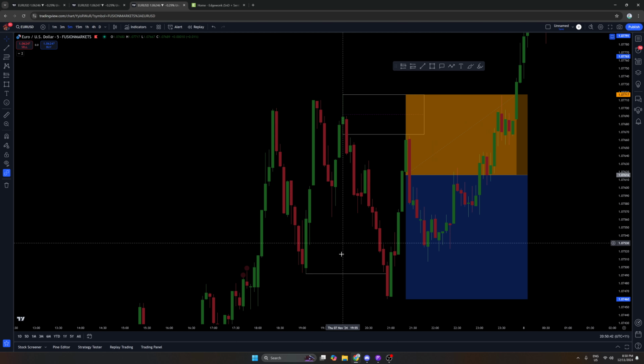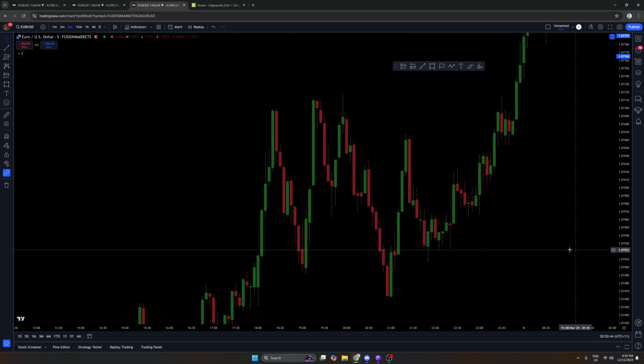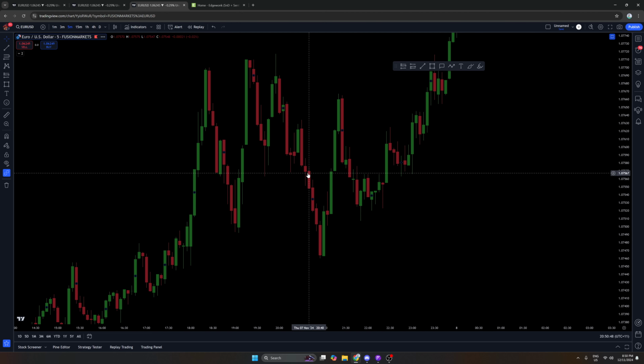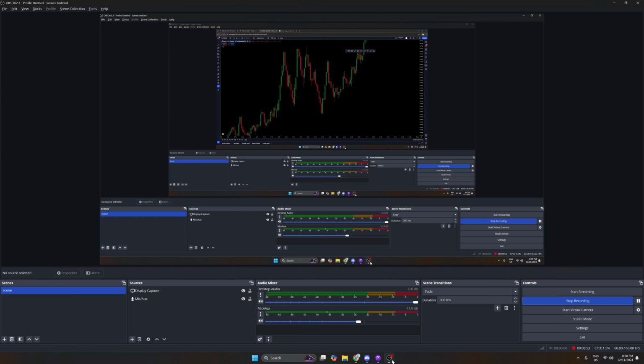So instead of taking an L, we've made 4 grand on the night, and that is why I consider minor structure very important, and I do take a lot of trades with minor structure. I hope this helped.